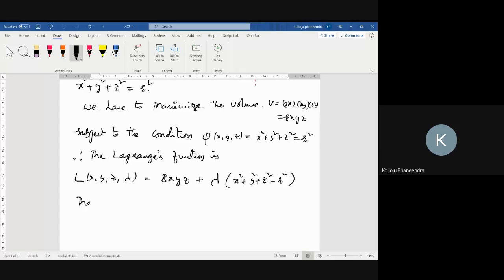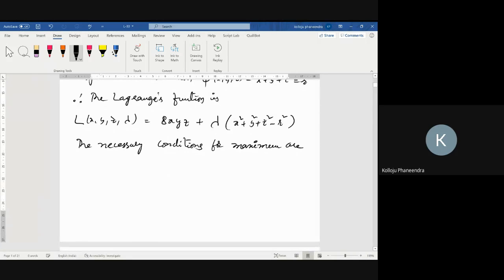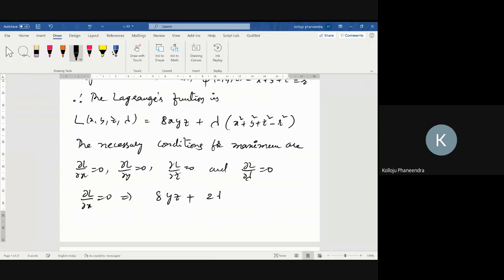Now the necessary conditions for maximum are, what are those? Partial derivatives of L with respect to x, ∂L/∂x equal to 0, ∂L/∂y equal to 0, ∂L/∂z equal to 0, and with respect to the Lagrange multiplier, ∂L/∂λ also 0. So the first one, ∂L/∂x equal to 0, implies 8yz + 2λx = 0.